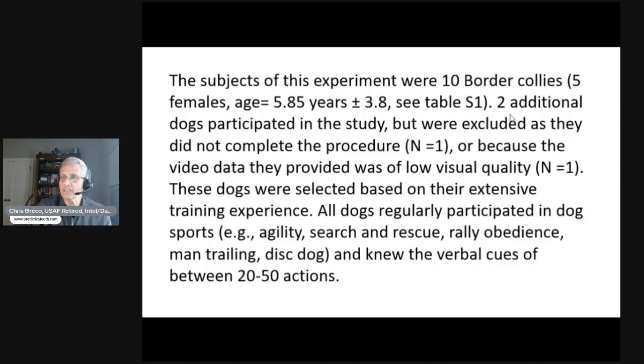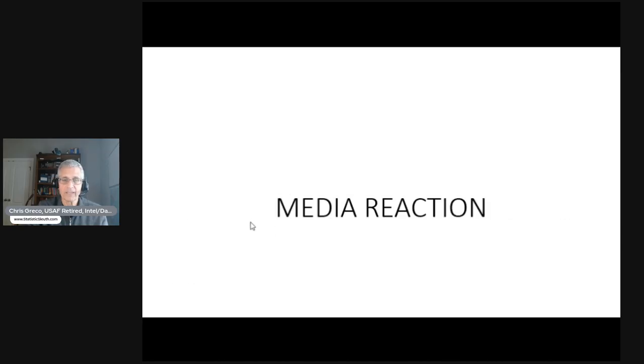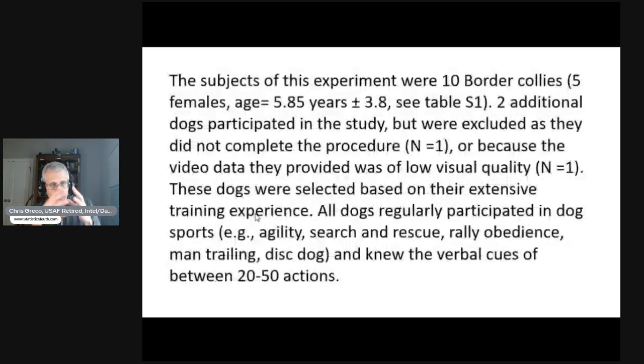So 10 border collies. Two additional dogs participated in the study but were excluded as they did not complete the procedure, or because the video data they provided was of low visual quality. These dogs were selected based on their extensive training experience. All dogs regularly participated in dog sports, rally obedience, whatever, and knew the verbal cues of between 20 to 50 actions. So again, what we want to talk about is the sampling of this thing.